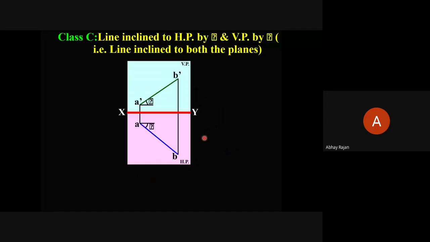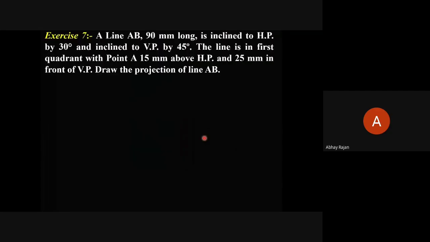Previously, what we have seen till now is inclination to one plane. Now it is inclination to two planes. With the help of an example or a question, we will solve this problem. Let me explain this problem for you. First we have to analyze the question and detect the values or data given in the question.